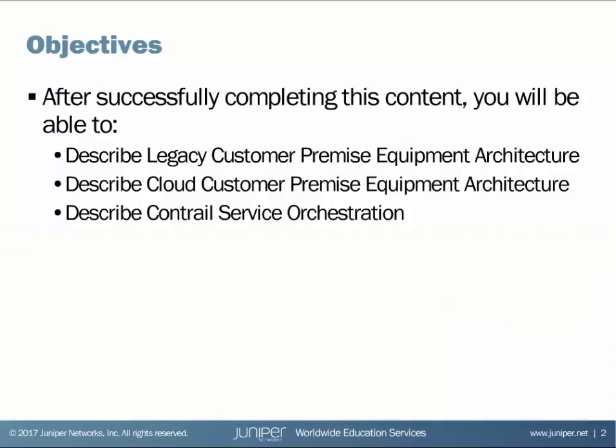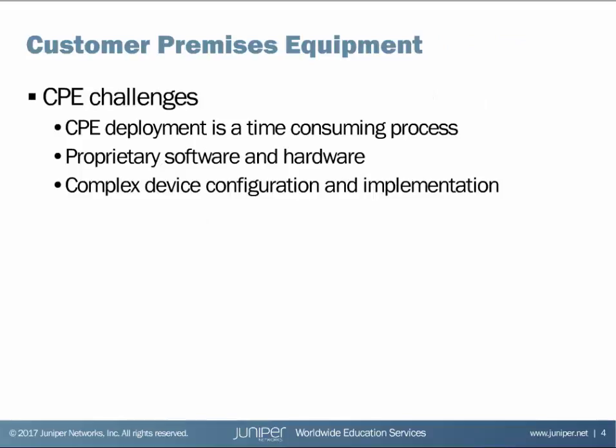Right? We're going to focus in this chapter on customer premise equipment, the typical services that a customer requires on that device at their branch office site, how it's traditionally been done, and some ways to optimize the traditional method of providing services to customers. We're also going to talk about a Juniper product called Contrail Service Orchestration that can help you here. So let's get going. How are things done?